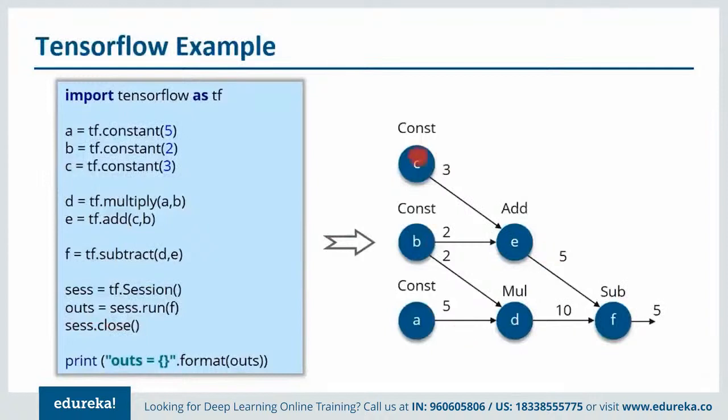So we have 3 constant nodes, C, B, A. A contains the value 5, B contains 2, similarly C contains 3. First we add C and B, then we add B and A. Then we get 2 other nodes, that is E and D. And then from that E and D, what we are going to do is subtract both of them, and then we get the final output. Now let me go ahead and execute this practically in my PyCharm.